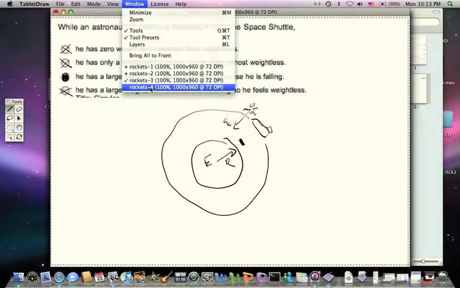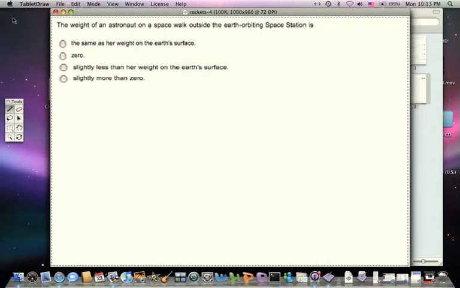All right, fourth one. The weight of an astronaut on a spacewalk outside the Earth-orbiting space station is 1, the same as her weight on the Earth's surface. 2, 0. 3, slightly less than her weight on the Earth's surface. 4, slightly more than 0.